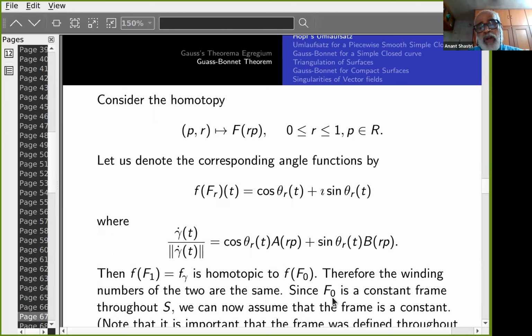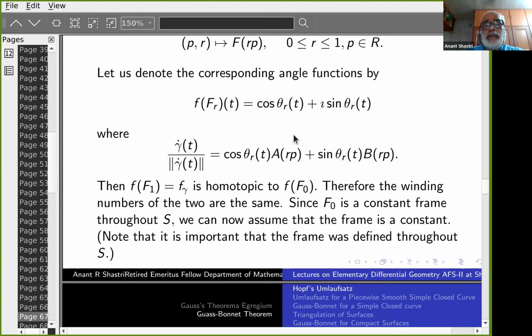But now F0 is a constant frame. For all P, F of 0 times P is F0. So P will keep moving, but F of 0P is the same. So we have converted the problem of measuring the angle with respect to a moving frame into measuring with respect to a constant frame.